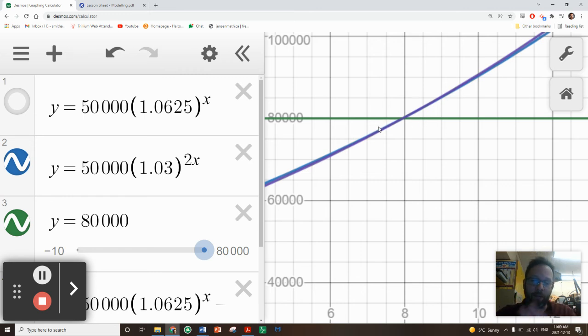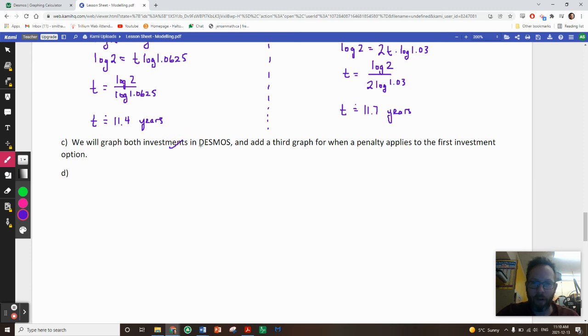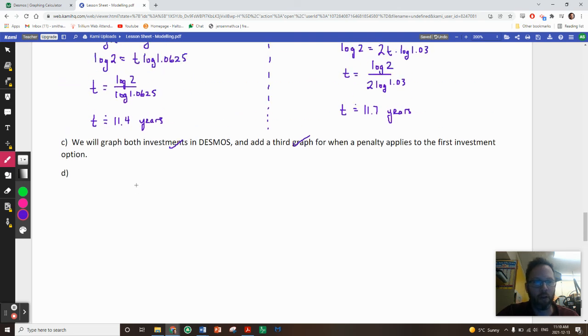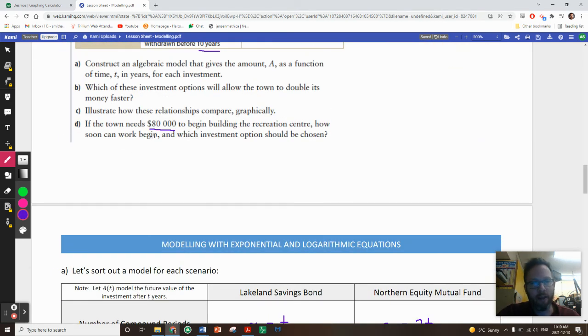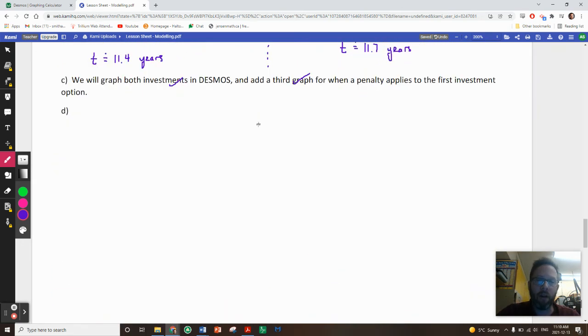But now that we've seen it's roughly after 8 years, let's actually look at that from an equation standpoint. So we graphed both investments in Desmos. We added a third graph when the penalty applies, and we were able to compare. And we saw that we should get 8 years. So yeah, let's check out part D. How soon can the work begin? Which investment option should be chosen? Graphically, it looked like there's a tie, and it looked like after about 8 years. Let's verify that using our equations.